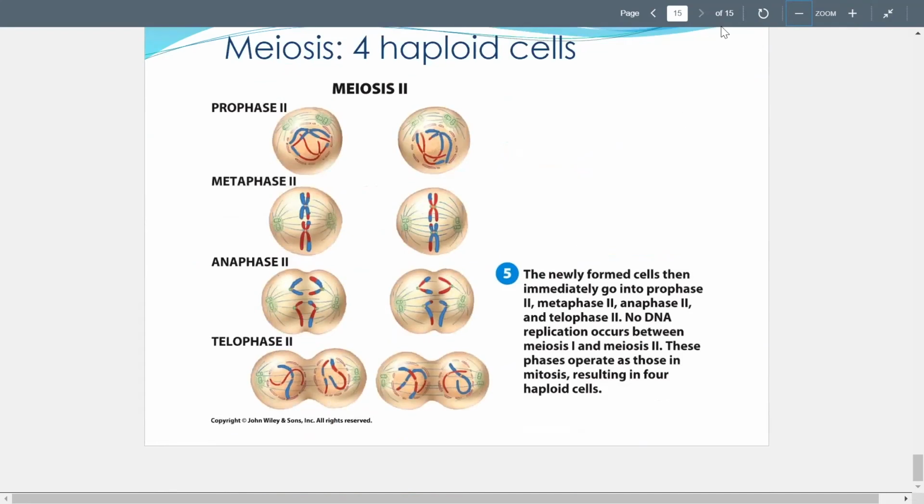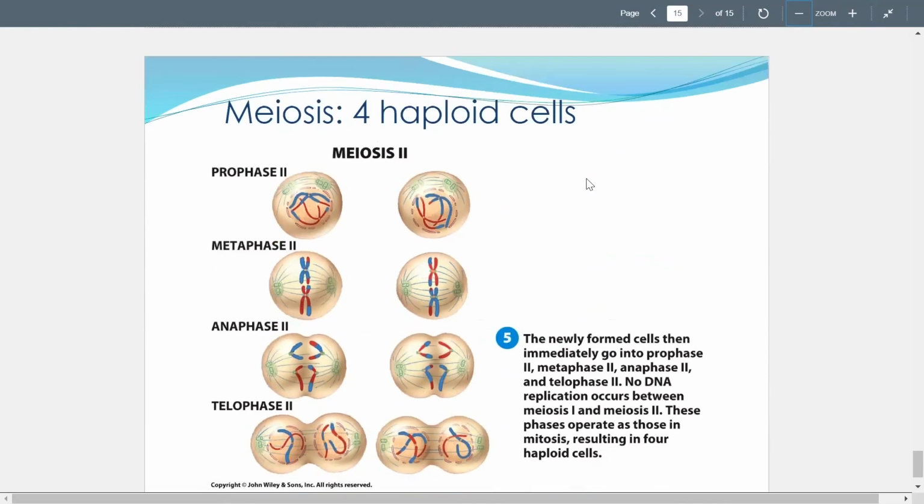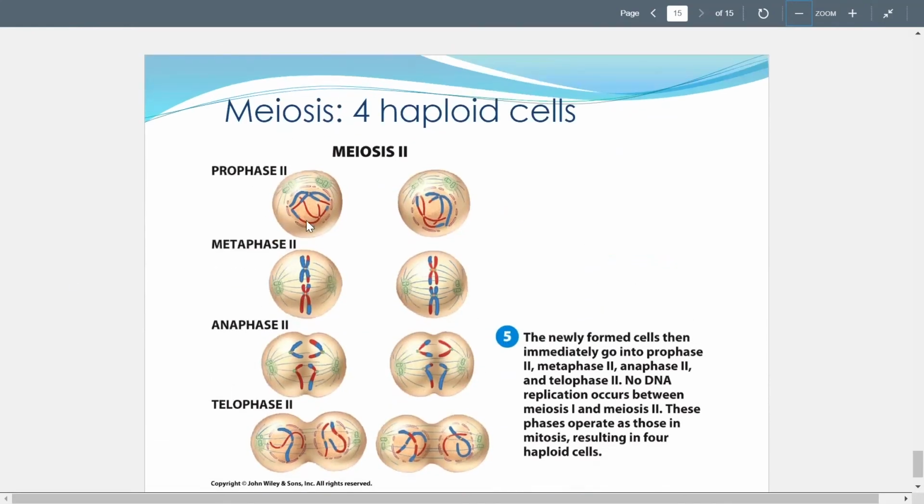So this lecture is the difference between mitosis and meiosis. Again, mitosis is for all kinds of cells except the sex cells, because meiosis is for the sex cells. Meiosis produces the gametes.